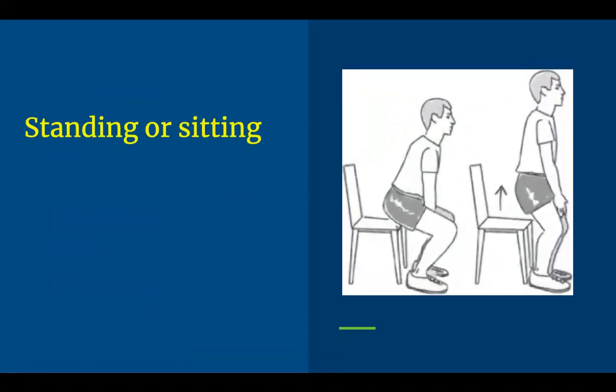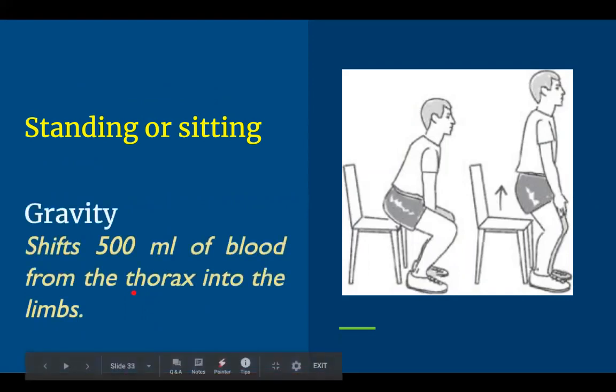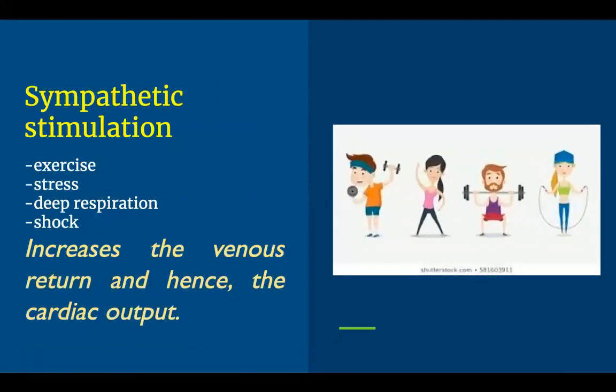If somebody is standing up from a sitting position, then gravity will shift 500 mL of blood from the thorax into the limbs. Similarly, sympathetic stimulation, such as exercise, stress, deep respiration, and shock, increases the venous return and hence increases the cardiac output. These are all fight or flight responses, as we have studied in previous lectures.